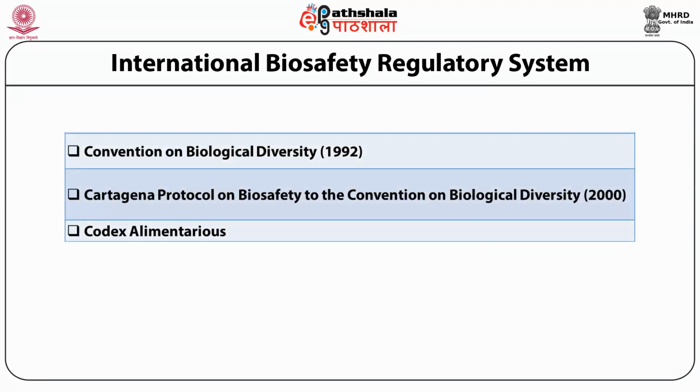If we look at the international perspective, the international biosafety regulatory system, there is the Convention on Biological Diversity. The CBD is an internationally legally binding treaty with three main goals: conservation of biodiversity, sustainable use of biodiversity, and fair and equitable sharing of the benefits arising from the use of genetic resources. This Convention on Biological Diversity is dedicated to promoting sustainable development. The Convention also recognizes that biological diversity is about more than plants, animals, and microorganisms or their ecosystems.